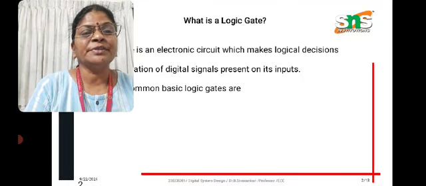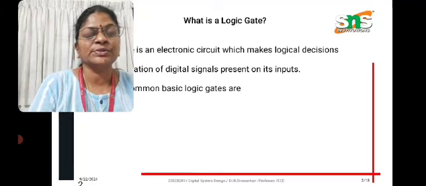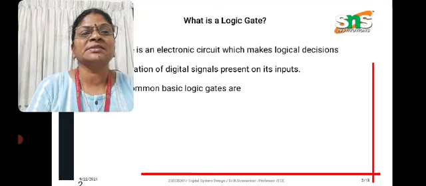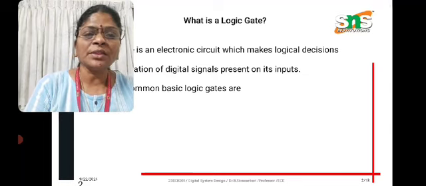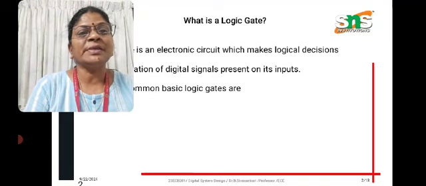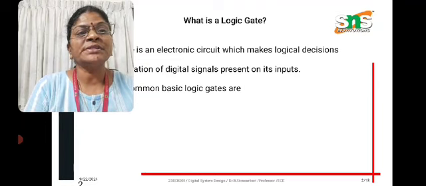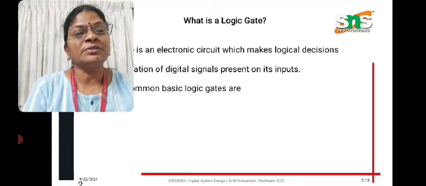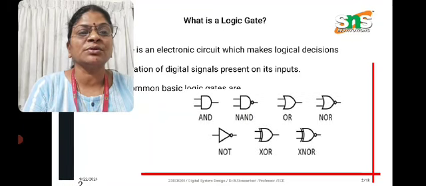So before going to design circuits like adder, subtractor, multiplexer and all, we should know about logic gates. So what is a logic gate? It is an electronic circuit which makes logical decisions and allows the combination of digital signals present on its inputs. For these inputs to bring the specific output, we are using these common basic logic gates.